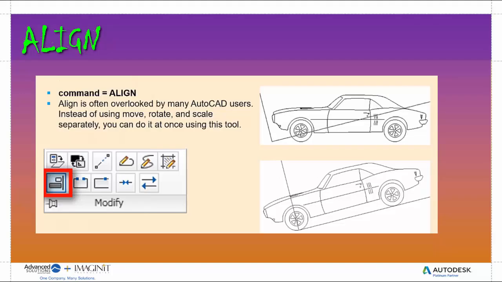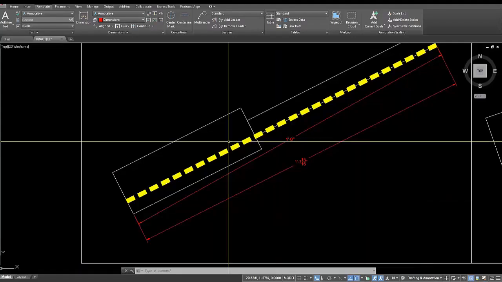Next is the Align tool, a very handy tool under the Modify tab. Modify panel, the Align tool looks like this, or AL is the shortcut command for that. It allows you to align objects along another reference plane, as well as being able to move, rotate, and scale any object within one command using the Align tool. Switch to AutoCAD here and demonstrate that.